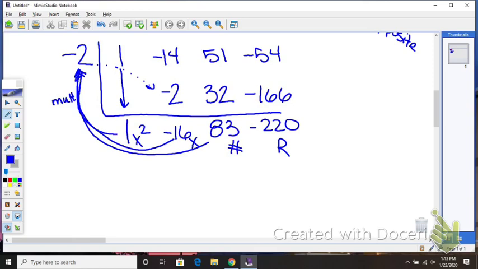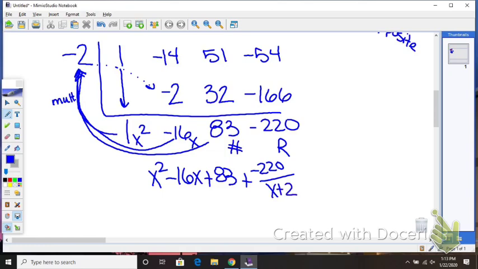So the answer here would be X squared minus 16X plus 83 plus negative 220 divided by what we divided by, which was X plus 2. That wasn't bad. It's easier than long division, but it doesn't always work.